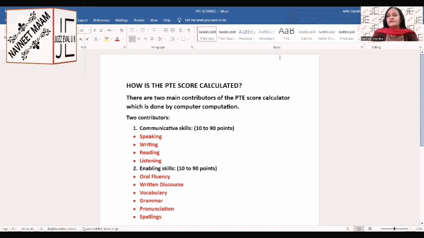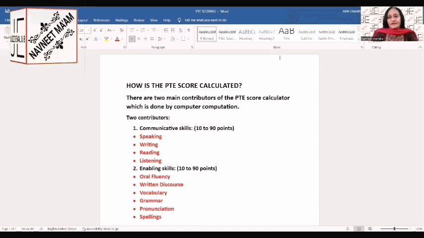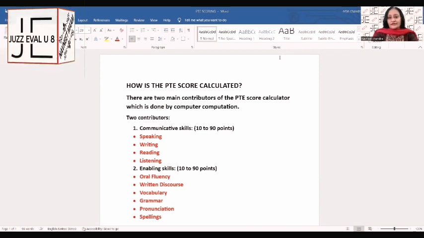Now let's see the various modules in detail. What are the different modules that you have?